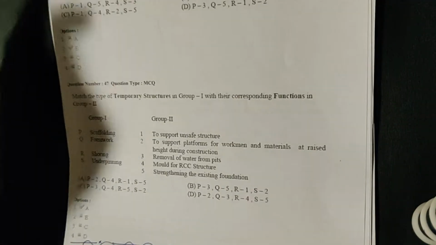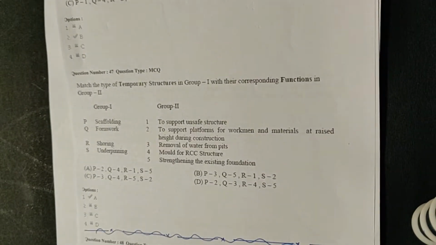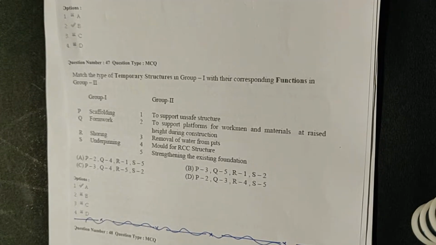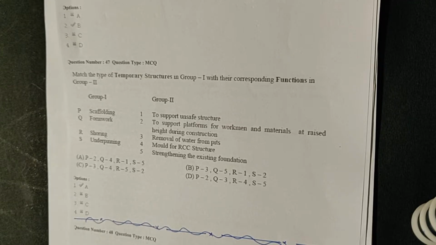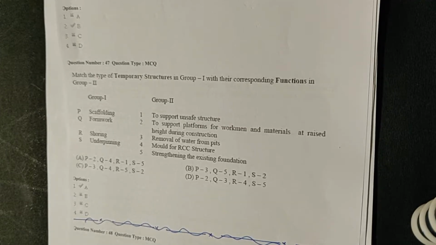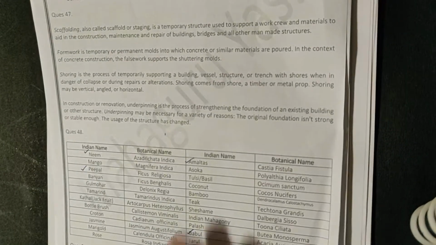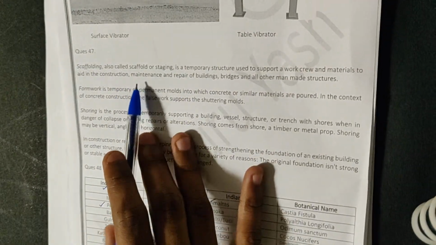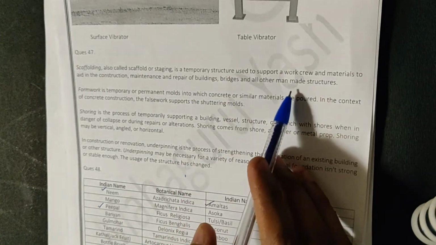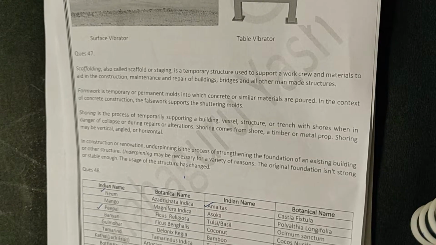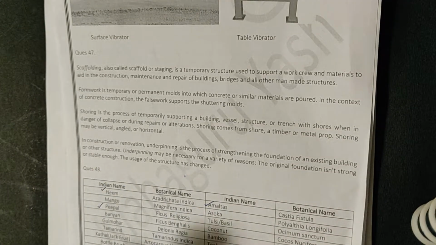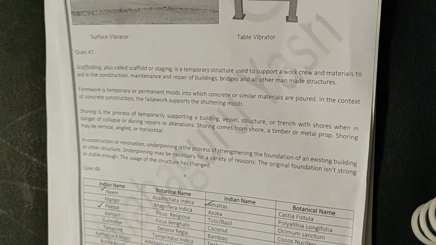The next question, you again have some temporary structures given and you have to find their definition or basically their functions. The first is scaffolding, formwork, shoring and underpinning. I have their actual definitions with me. Please refer to them. Scaffolding is a temporary structure used to support a work crew and material aid. When scaffoldings are made, the platform on which people stand and keep their material is known as the scaffolding.